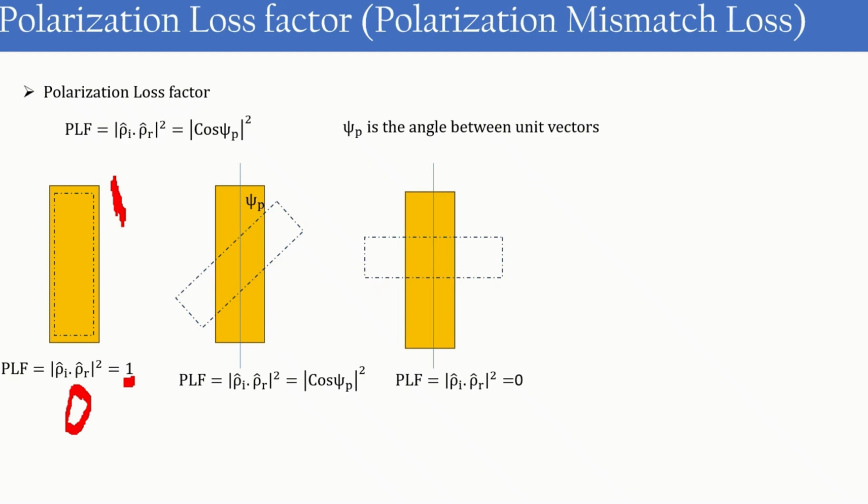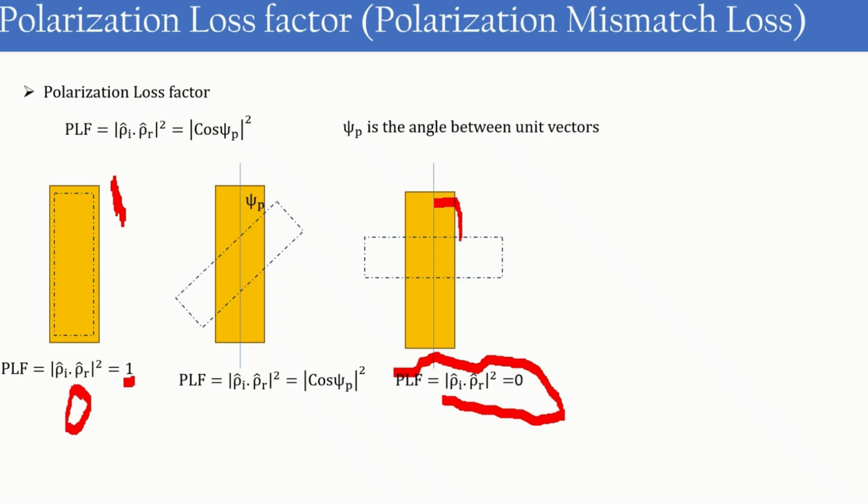In this case, my antenna is vertically polarized and the incident signal on it is horizontally polarized. So here you can see that the angle between the incident signal and the receiving antenna is 90 degrees. So cos 90 will be 0. So the polarization loss factor you will be getting is 0. That means if you convert it into dB, it will give you infinity.